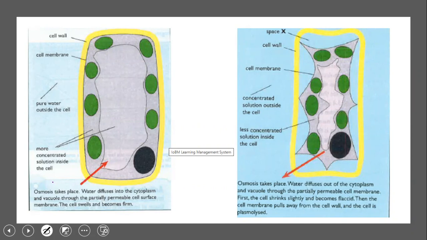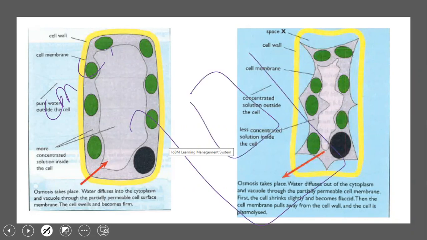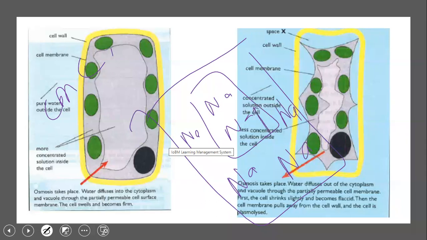Then what happens when you put the plant cell in a concentrated solution, or in a hypertonic solution? Okay, this is your plant cell and you have put it in a concentrated solution. What is going to happen? The concentration of water, or the water potential, is going to be higher inside the cell and lower outside the cell, because the solution is concentrated, so it has a lot of solute and not enough water.